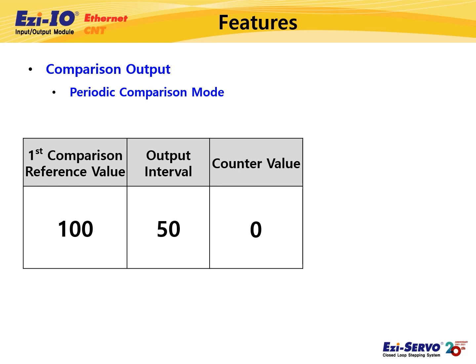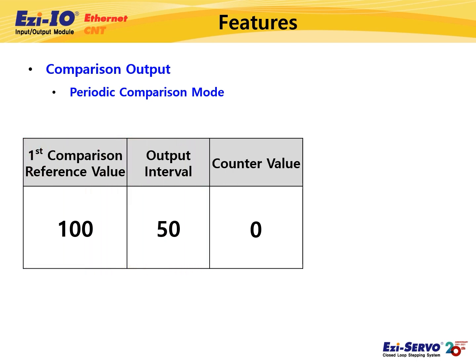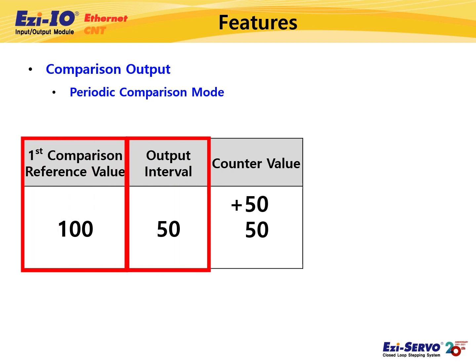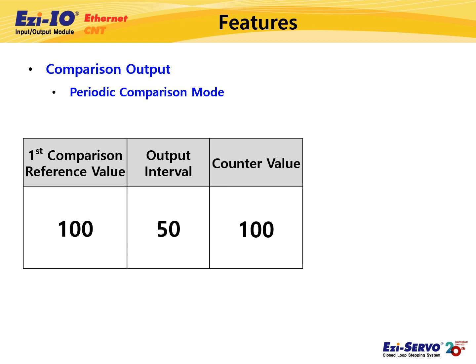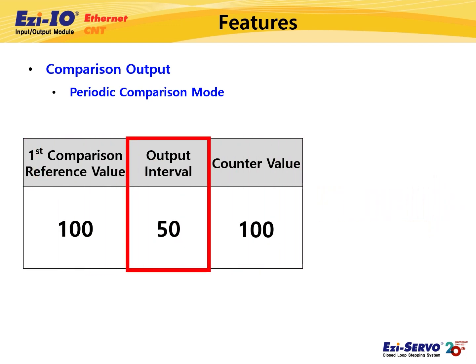In case of periodic comparison mode, you can set the first comparison reference value and output interval. The first comparison output signal occurs when the counter value matches the first comparison reference value. For example, when the first comparison reference value is set as 100 and output interval is set as 50, the output signal occurs for the first time when the counter value is 100, and occurs in every 50 intervals.